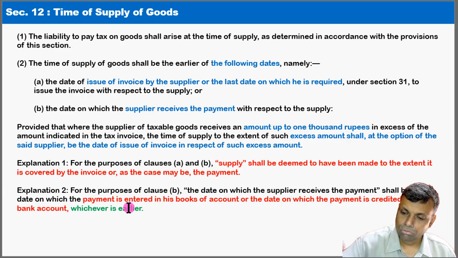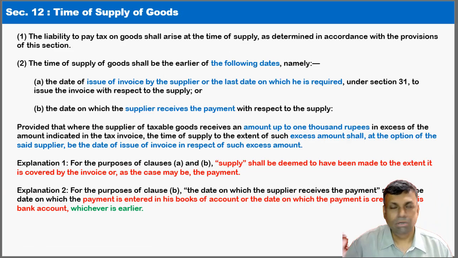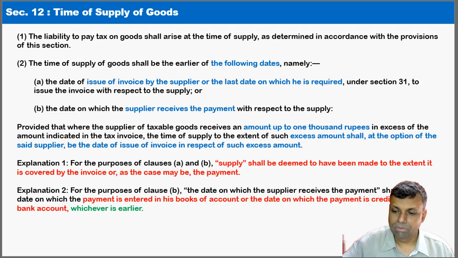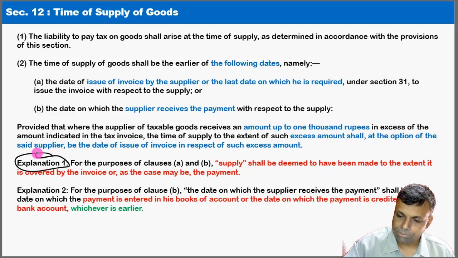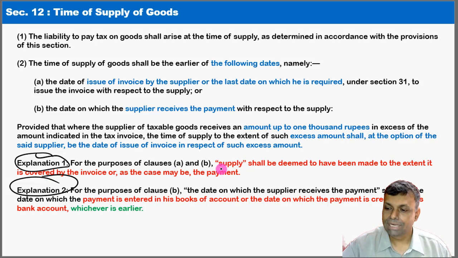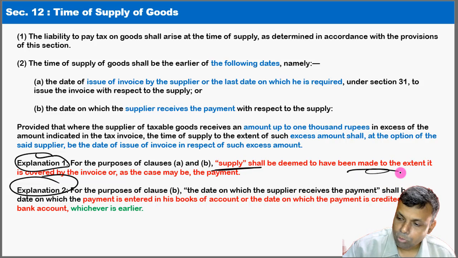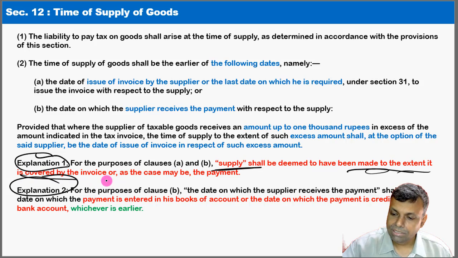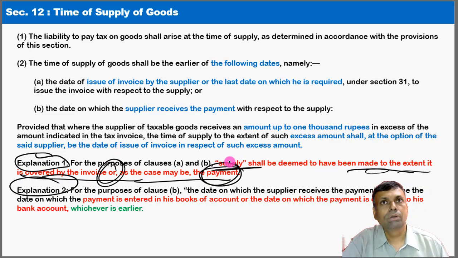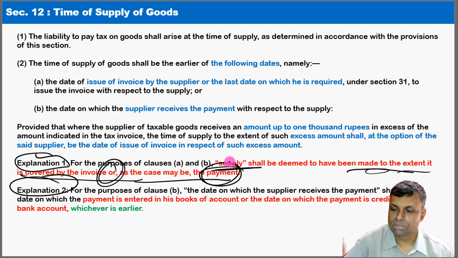Now, one thing which I want to clarify is, as I already explained to you, invoice and payment, whichever is earlier. Look at these particular explanations. Okay, this particular explanation says the supply shall be deemed to have been made to the extent it is covered by the invoice or, as the case may be, by the payment. And this is what I just tried to tell you, that if there is a part payment, then there can be a supply to the extent of the part payment. So you can have 2 separate dates for one particular transaction, to the extent of the payment and to the extent of the full and final settlement, is a possibility.